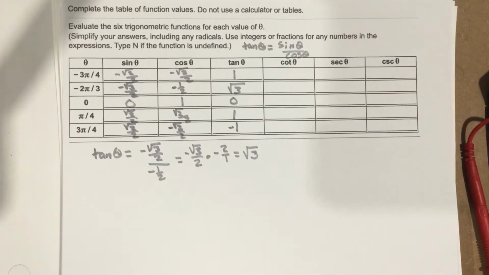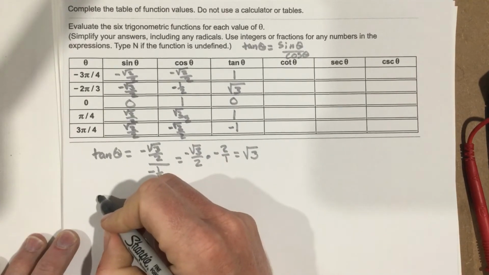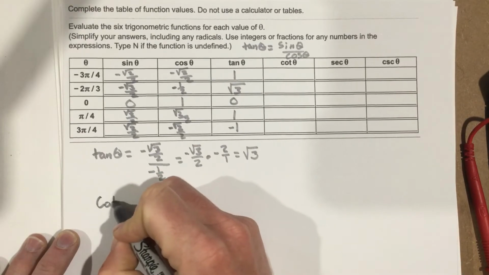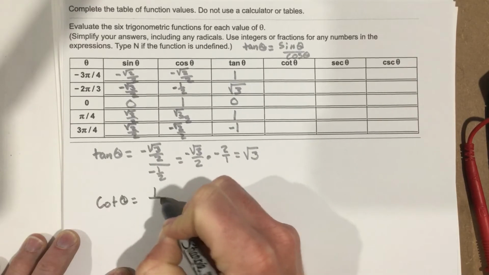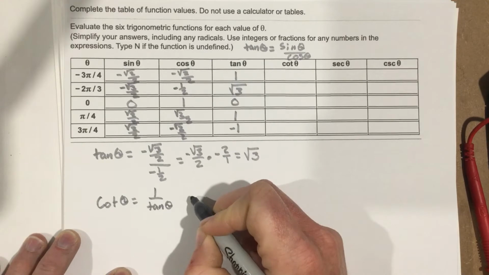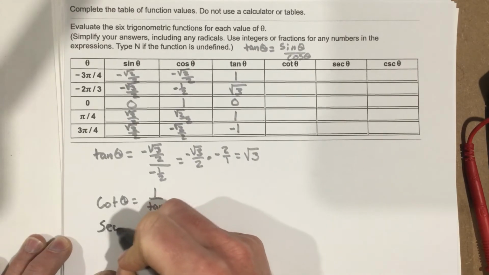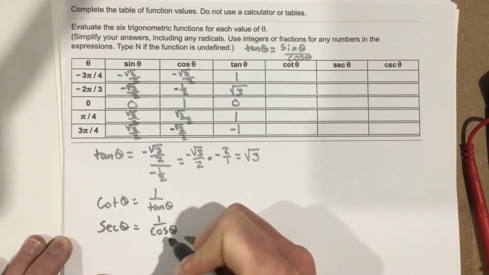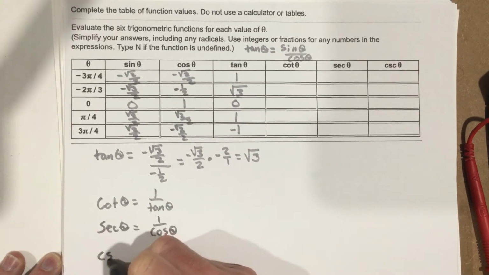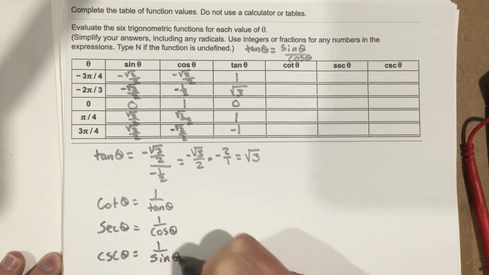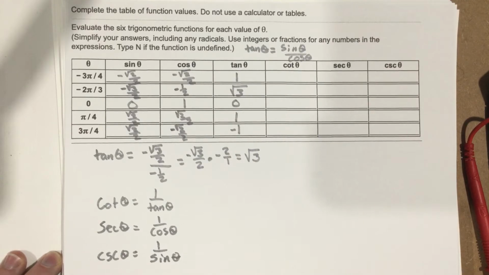So now they want us to do cotangent, secant, cosecant. So remember that cotangent is 1 over tangent. Let's also remember that secant is 1 over cosine. And finally, cosecant is 1 over sine. So these last ones should be pretty easy to come up with.